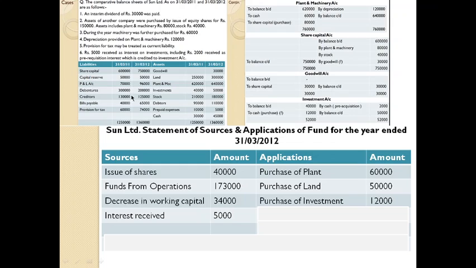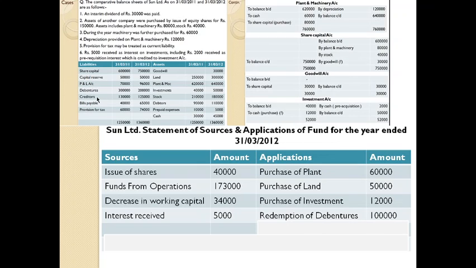Next one, debentures. In the beginning it was 3 lakhs and in the end it was 2 lakhs. We have not prepared any account relating to debentures, so you need to consider the difference in here. So there was a decrease in the amount of debentures. Whenever there is a decrease in liability, it means we have paid a certain sum of money so as to decrease our liability. So decrease in cash means it is considered as an application. So redemption of debentures 1 lakh.